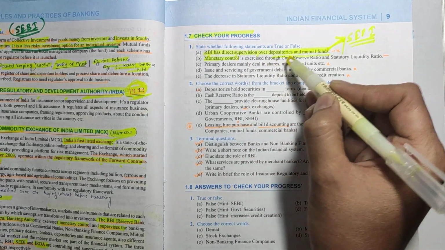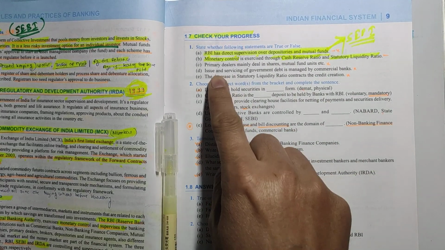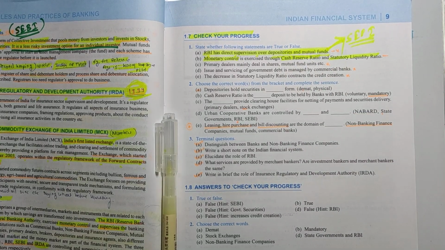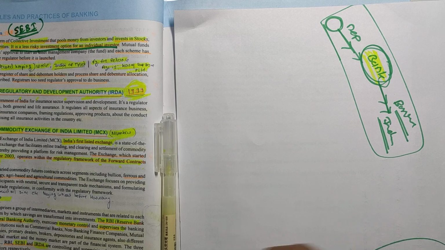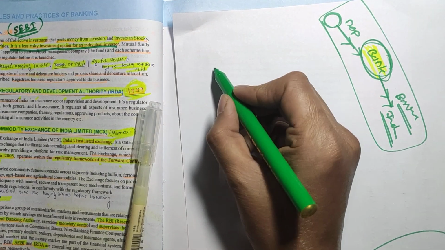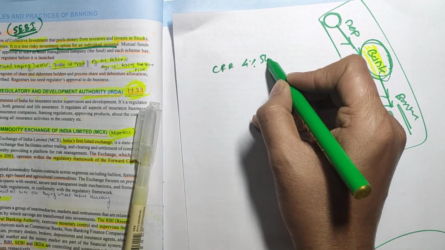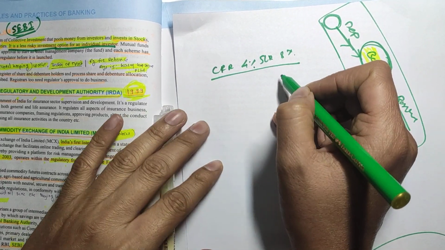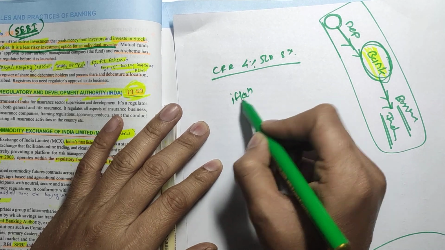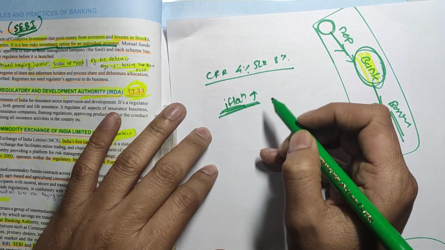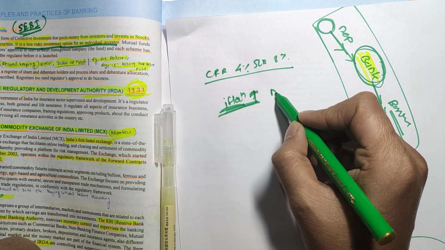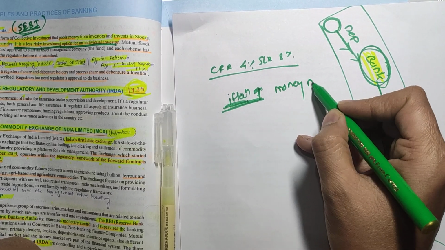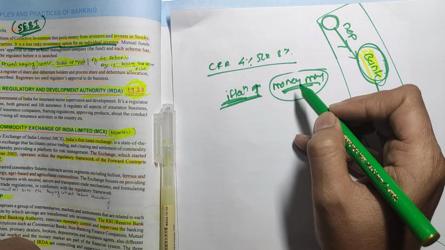Next: money control is exercised through CRR and SLR. Is that correct? Yes. How? One important point I want to explain: how SLR and CRR help to control inflation. Say CRR is 4% and SLR is 8%. If inflation is high in the market, that means the prices of food and daily needs are very high. Why does inflation increase? If the cash in the market is more, there will be inflation.